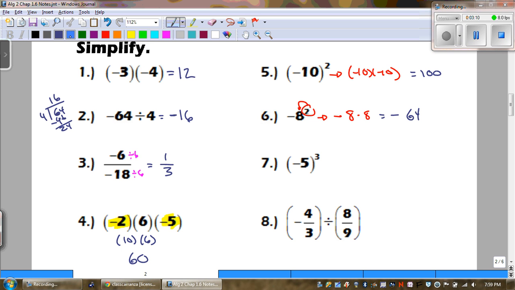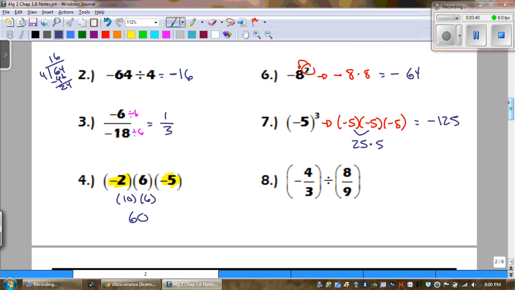All right, 7. Same thing. We have -5, and we've got 3 of those. So negative times negative times negative. Well, I know my final answer is going to be negative, so I'm going to forget about all those negatives now. 5 times 5 is 25, and I'm left with another 5. And 25 times 5 is -125.